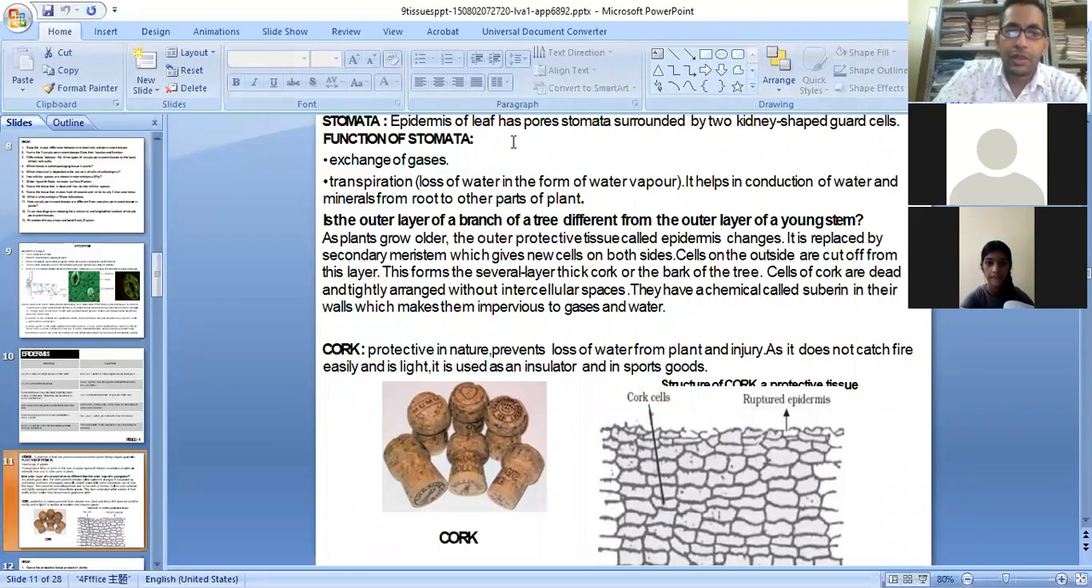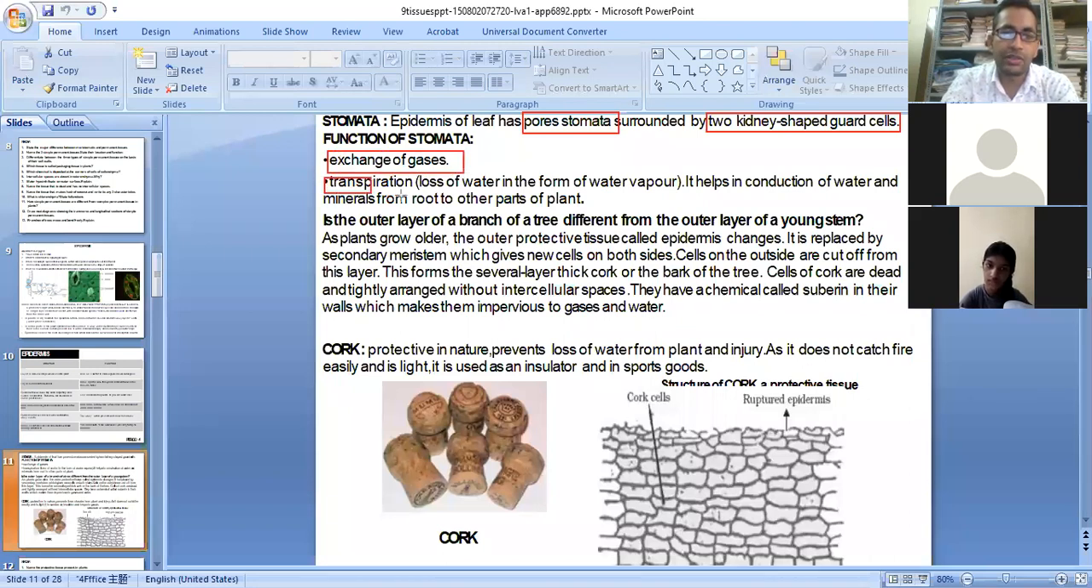So the epidermis of the leaf has small pores, and these pores are called the stomata, surrounded by two kidney-shaped guard cells. Each of these pores has guard cells. These are the kidney-shaped guard cells. The function of the stomata is the exchange of gases.